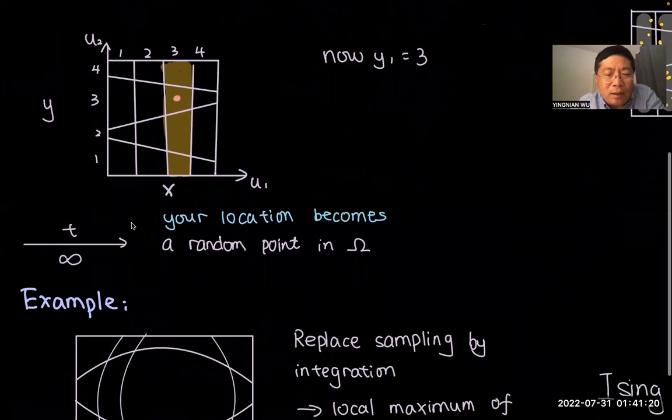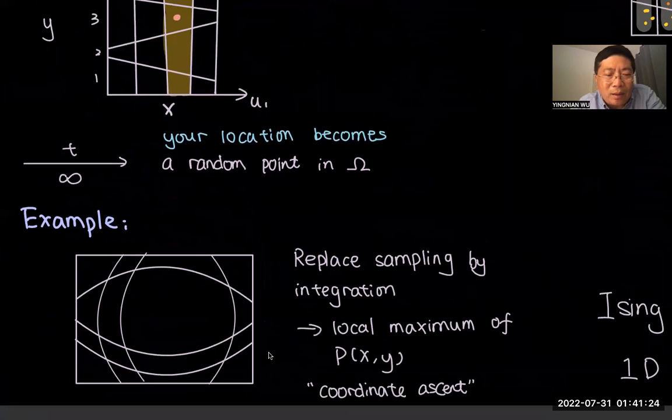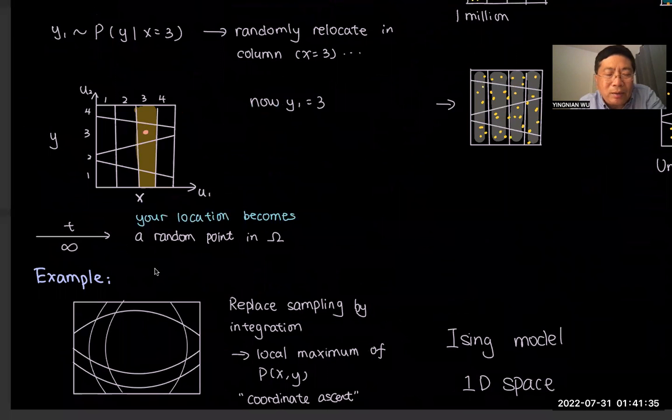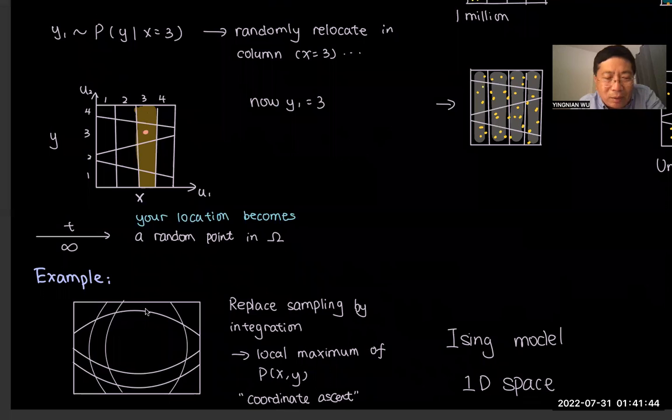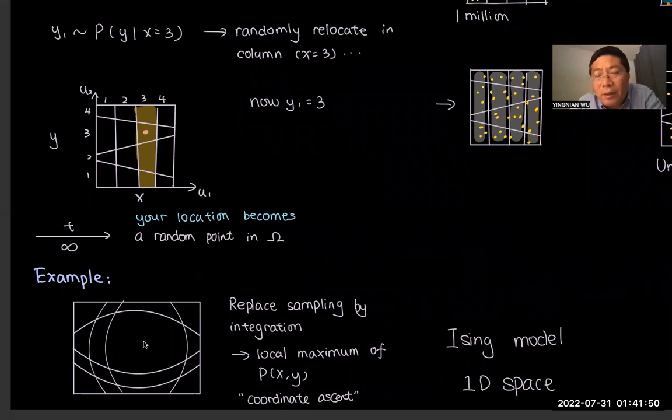Okay, another example is like this. Suppose we have x and y. This is x, this is y. X is 1, 2, 3, 4. Y is 1, 2, 3, 4. But the partition looks like this. If you do this random relocation, eventually the point follows a uniform distribution within this unit square, and then it's more likely to land in this range, right? So this range actually has the maximum probability.